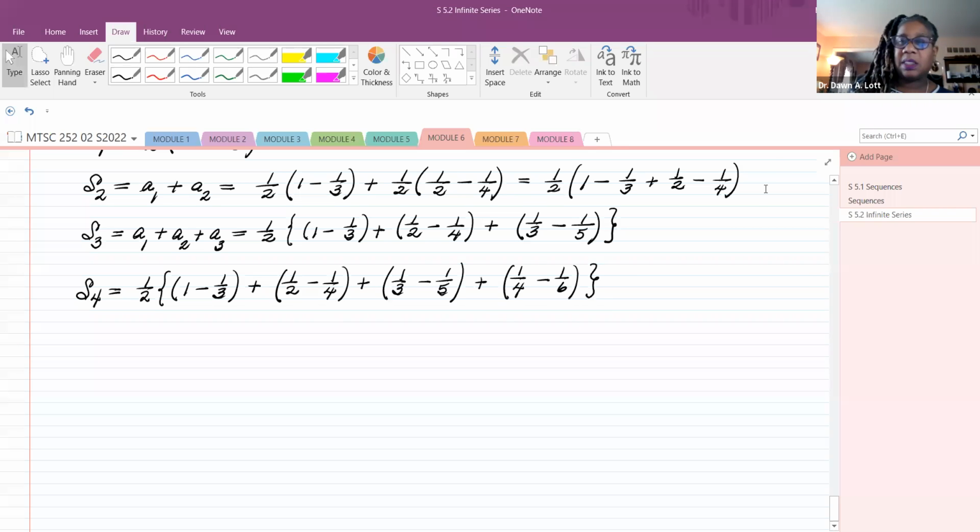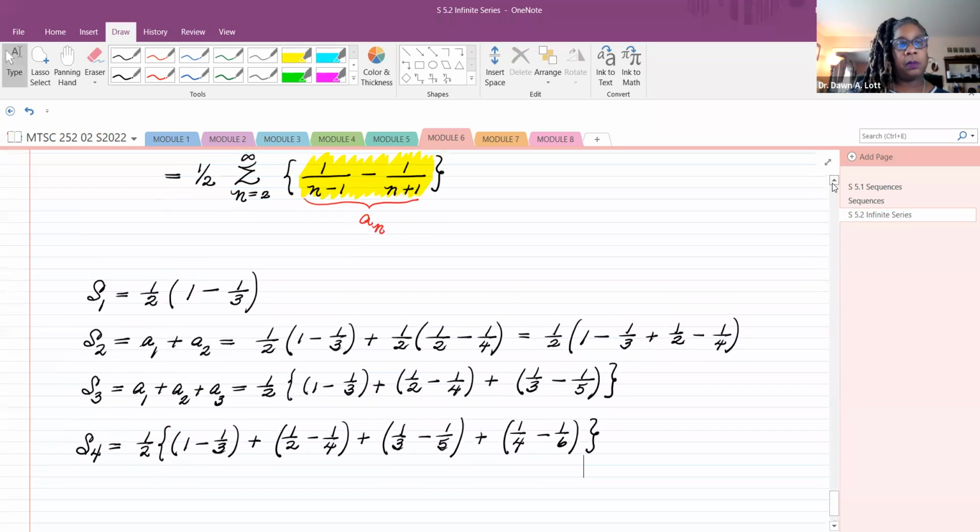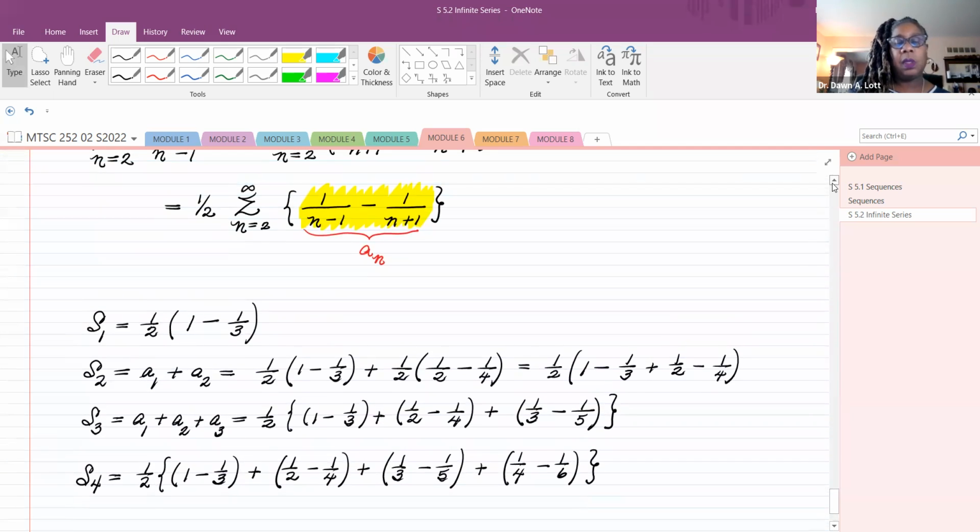Okay, now I can see the pattern. I hope you can see it as well. So the 1/3 is going to drop out. The 1/4 is going to drop out. The next term will be 1/5 minus 1/7. So the 1/5 will drop out. And then the term after that will be 1/6 minus 1/8. So the 1/6 is going to drop out.